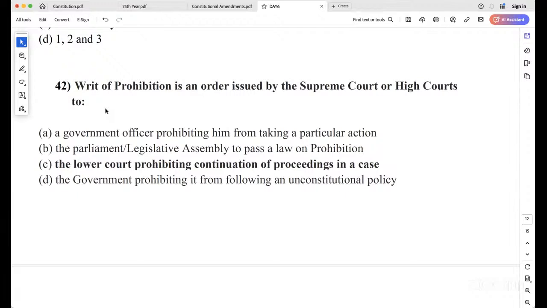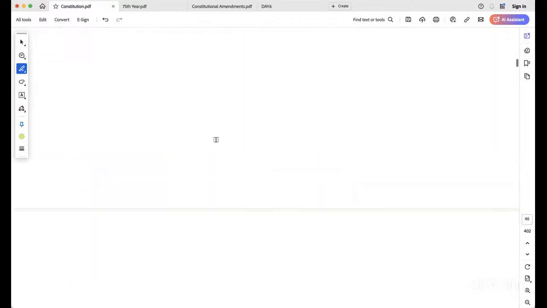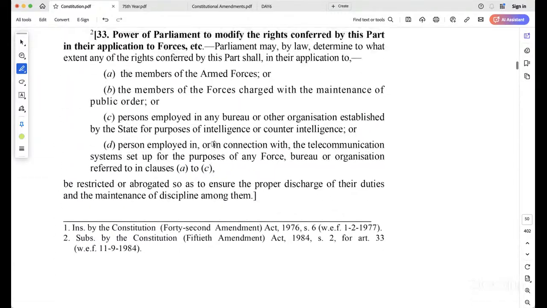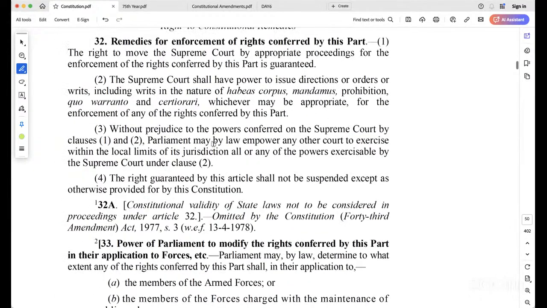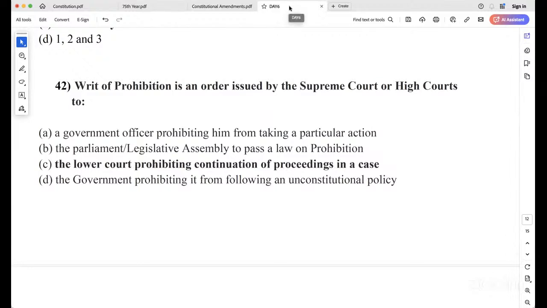Then what is the curative one? In certiorari, what will happen? The higher court can quash the order. See, in certiorari, what happens is they will actually quash the order passed there itself. They will not only prohibit them, rather they will quash the order. That is known as curative. That is the difference between preventive and curative. Preventive is with respect to prohibition only, whereas curative is certiorari.